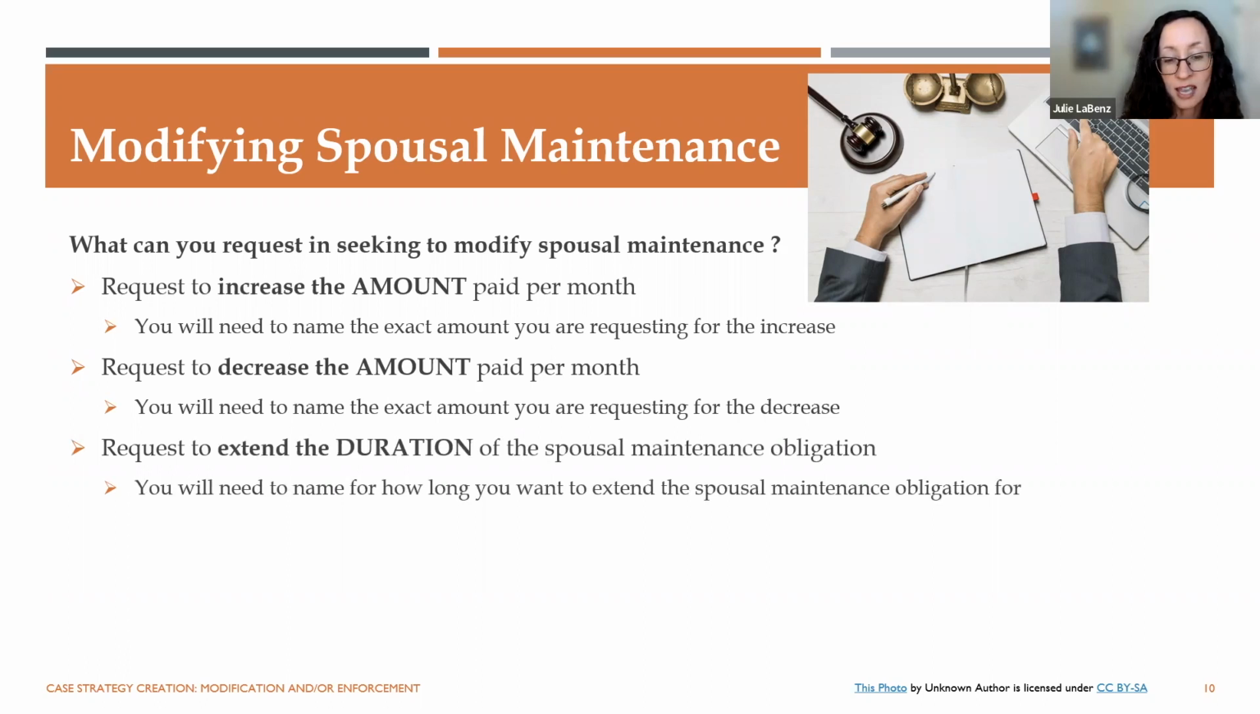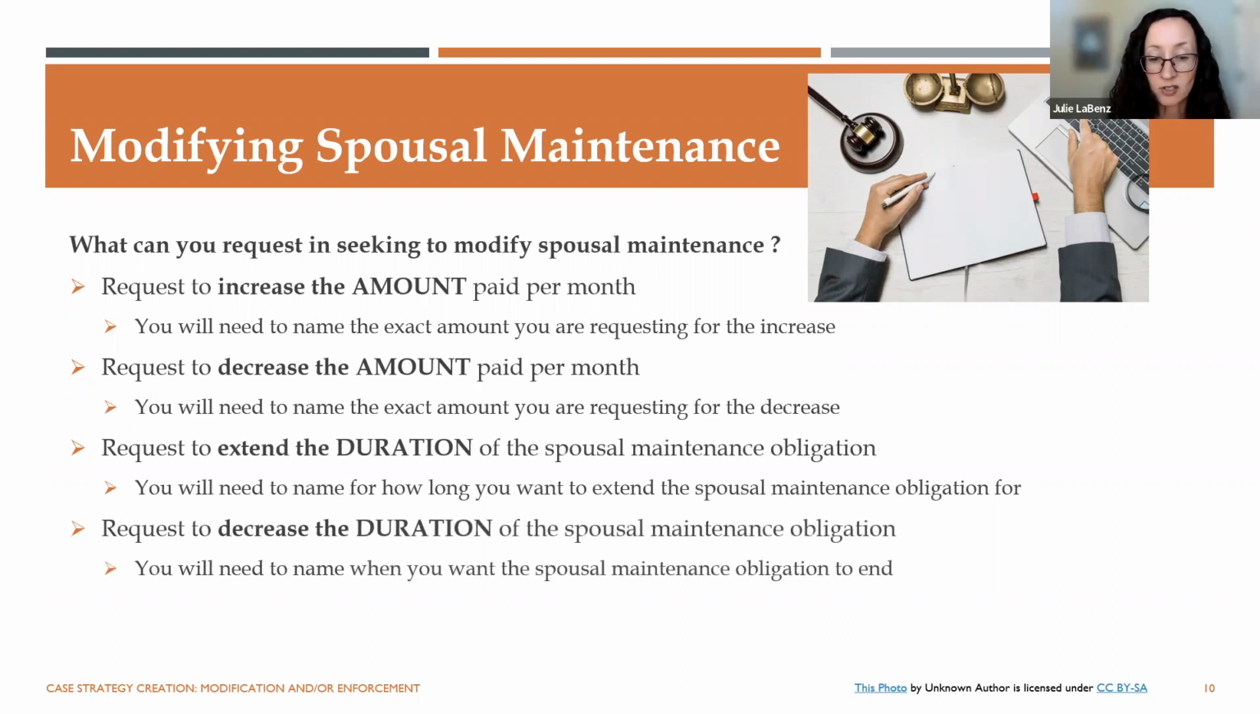You could request to extend the duration. How long is spousal maintenance paid? Let's say under the decree it was ordered for 3 years, but you want to extend it for 5 years. Well, you're going to need to explain that you want a 2-year extension, and you're going to have to show what substantial and continuing changes in circumstances justify extending it for 2 years. Or you could look to decrease the duration and/or terminate it. You'll need to name when you want the spousal maintenance obligation to end or why it should be terminated, and explain the substantial and continuing change in circumstances that justifies decreasing the duration. And then you can request to terminate.